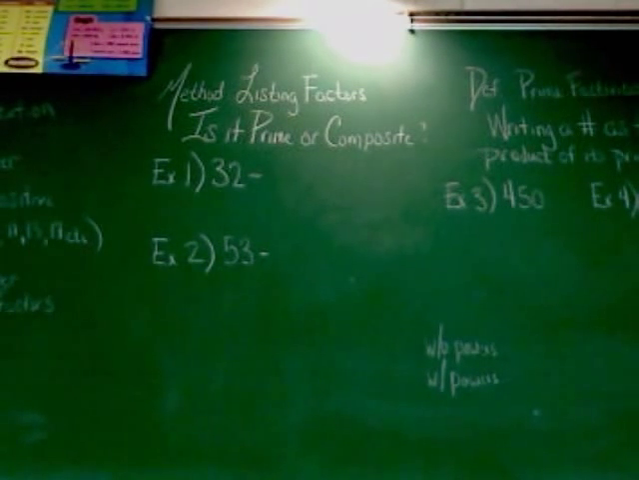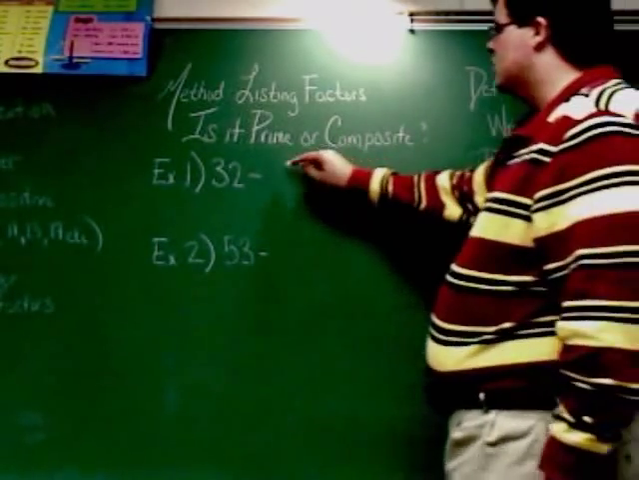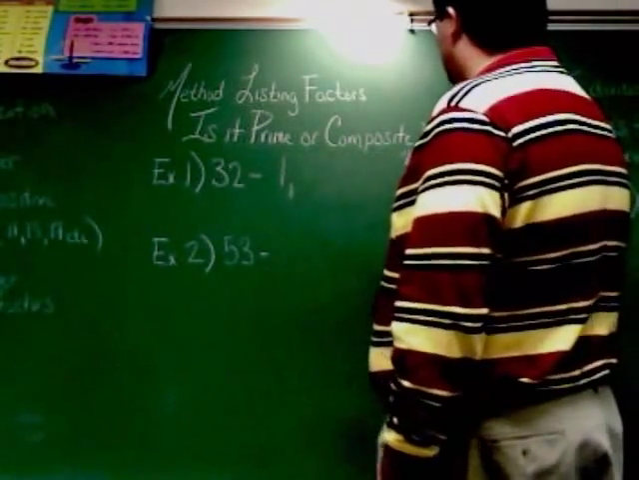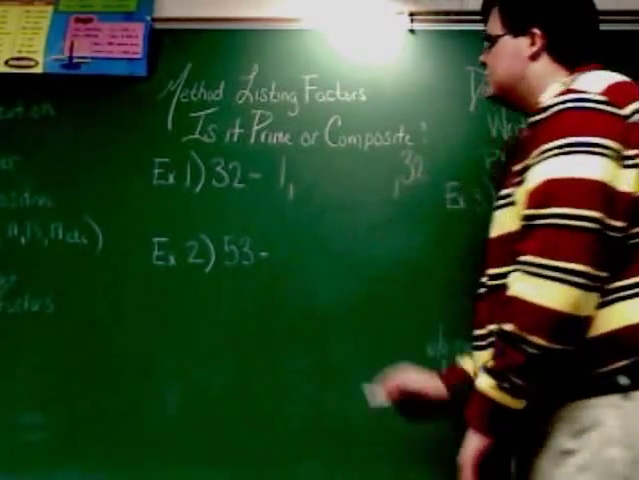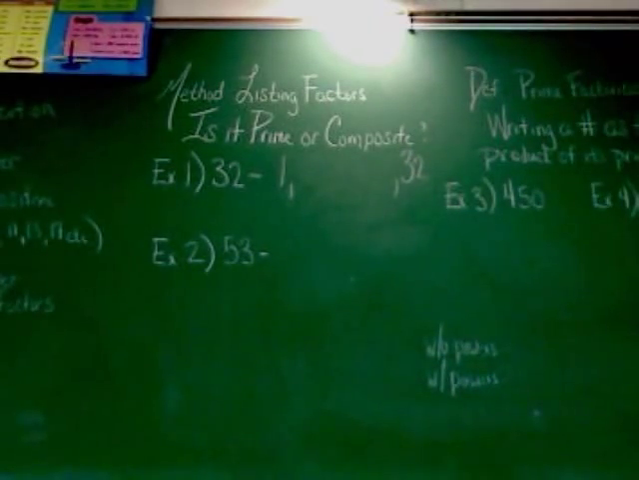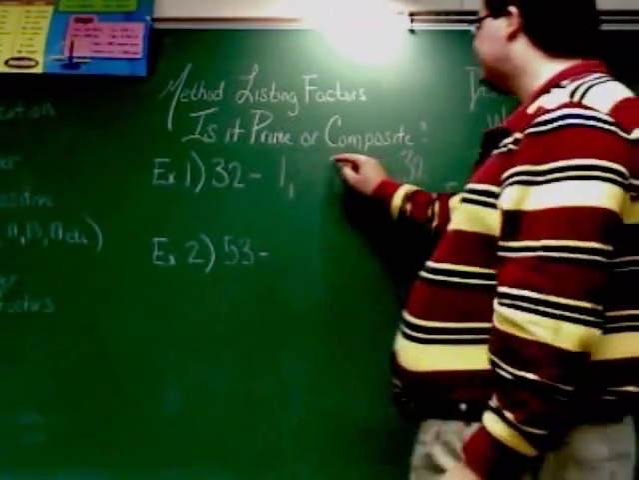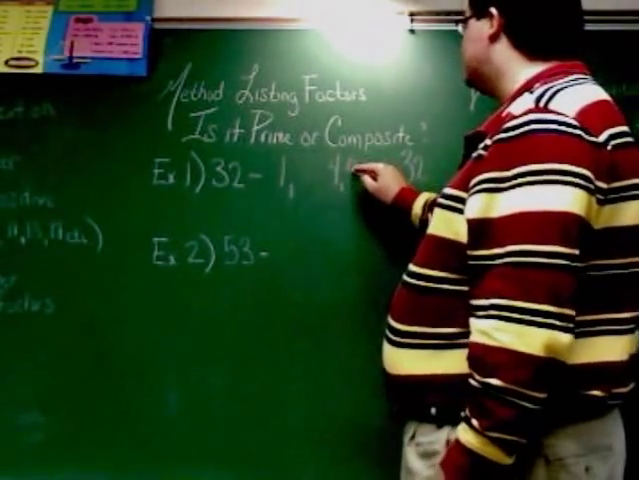So, the first number we're given is 32. I have to find some factors of 32. For instance, 1 and 32 would be factors of 32 because 1 times 32 is 32. Give me another set of factors of 32. Kaylee. 4 and 8 would be a good choice. 4 times 8 does make 32.